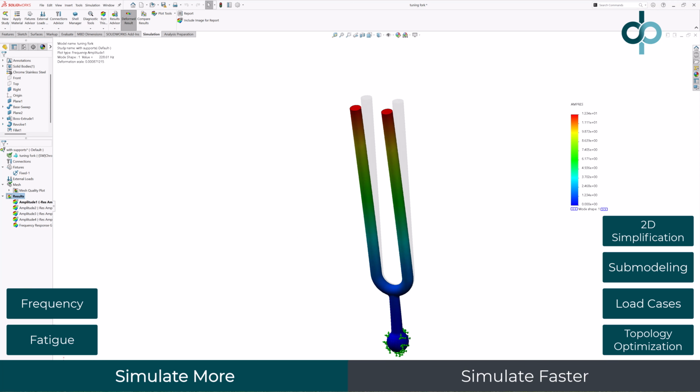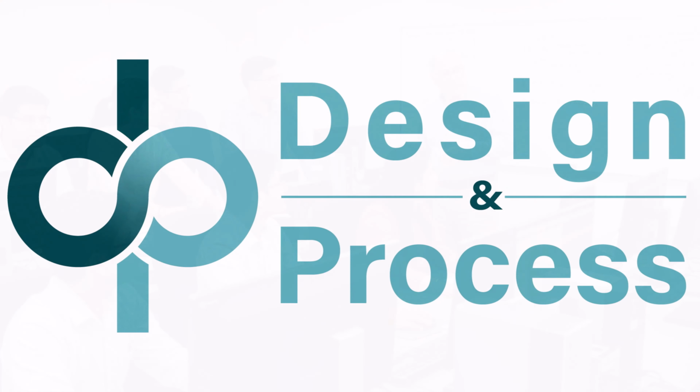And you'll push beyond stress and displacement into thermal analysis, understanding the effects of heat transfer through conduction, convection, and radiation. All this in just one day, so you can simulate faster, explore more scenarios, and dramatically expand your engineering skills.